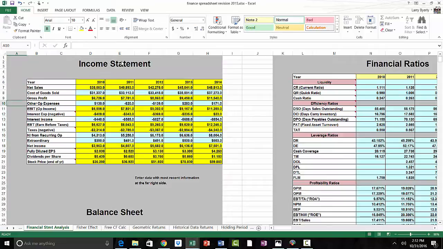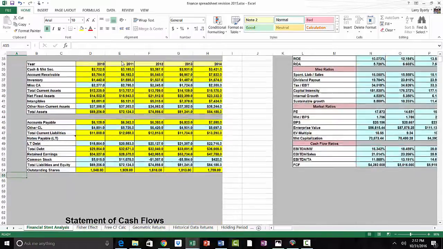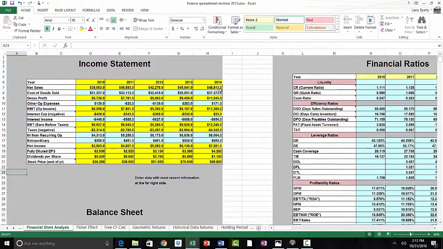Here is the data entry page. We will be adding the financial statement information into these boxes. The yellow boxes get input. The blue boxes have data. They're formulas, so don't try to enter anything into those cells. They should be locked. You shouldn't be able to anyhow. But you only need the data that's in the cells.